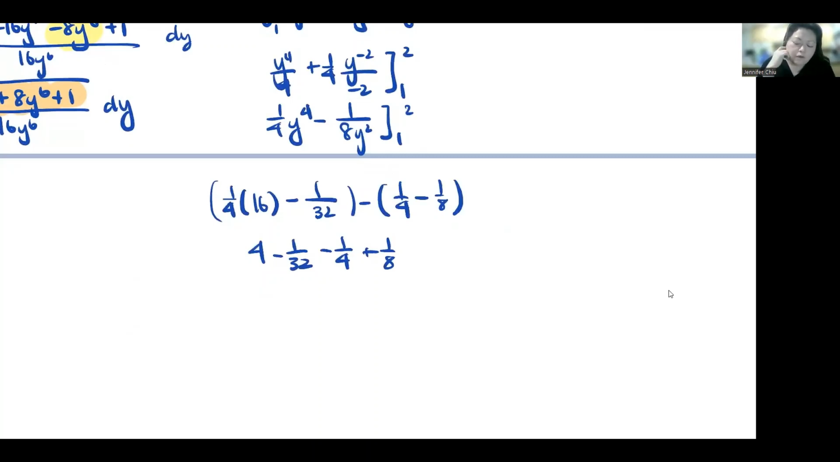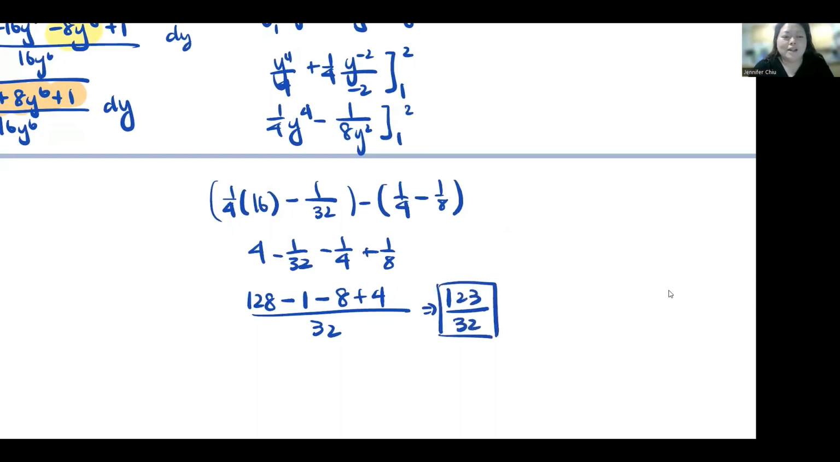So the first one, the 4 itself, would turn into 128, minus 1, minus 4 times 8 is 32, plus 4, all over 32. So that would give me 128 minus 8 is 120, 120 minus 1 is 119, plus 4 is 123 over 32. And that's the length of that curve.